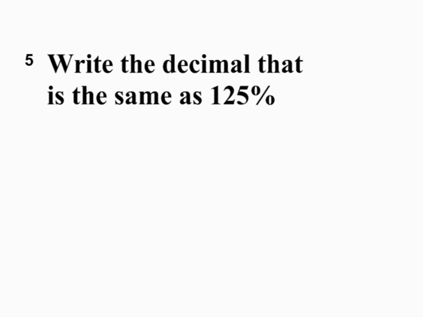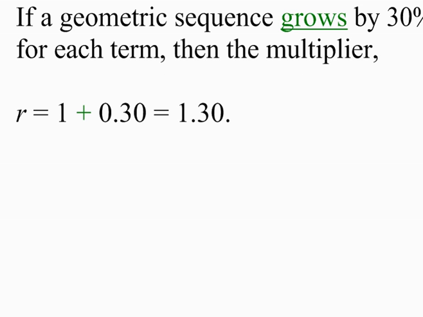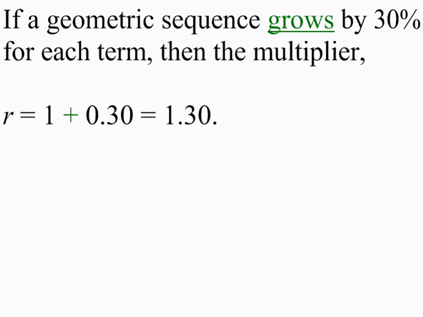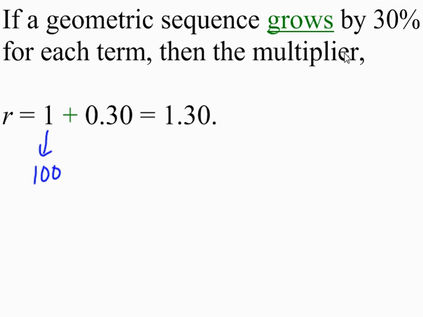Okay, we're going to need this because we are now at your worksheet. We are going to be looking at geometric growth. So the first one says if a geometric sequence grows by 30% for each term, then the multiplier is really 1, which represents 100%, plus the 30% as a decimal. And 30% as a decimal is 0.3. So if you add those together, this will be our common ratio.